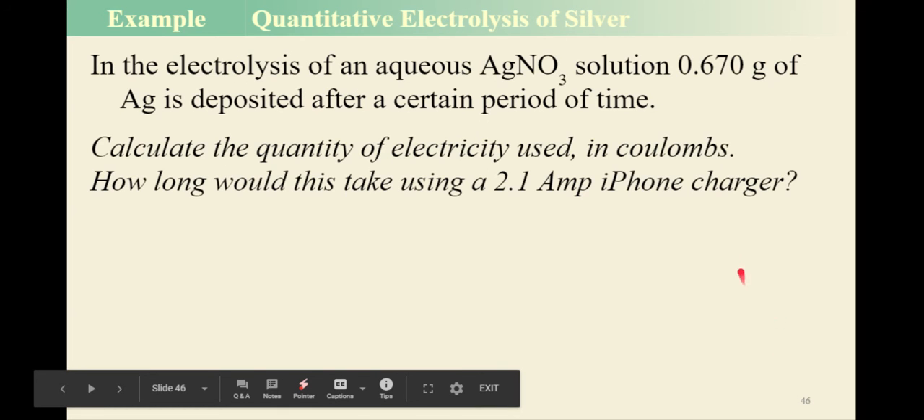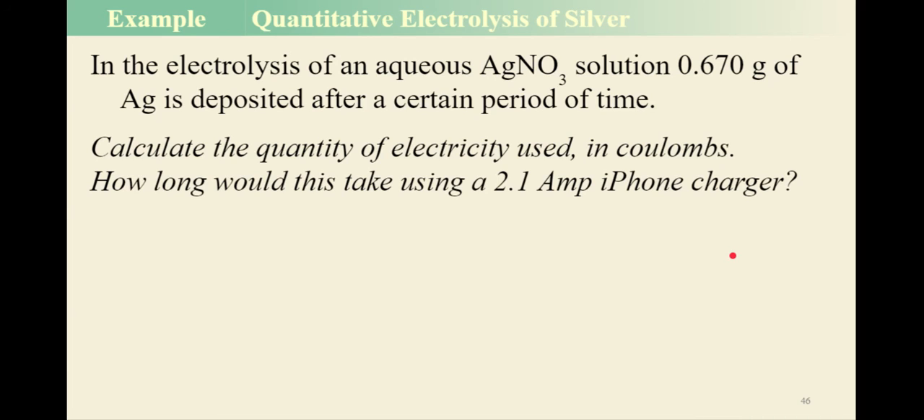Okay, last problem, I promise. Electrolysis of silver nitrate. So let's say we take aqueous silver nitrate and we plug it up to our iPhone charger, and we eventually are able to reduce 0.67 grams of silver. So we want to know what quantity of electricity was used in coulombs. I mean, we could take that to just number of electrons, but we're not going to right now. And how long would it take with our charger?